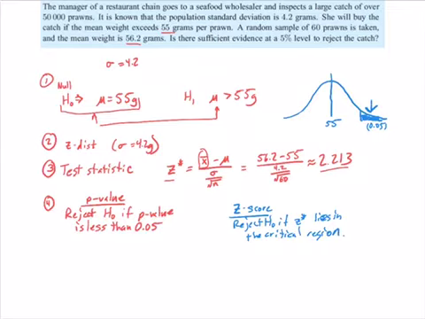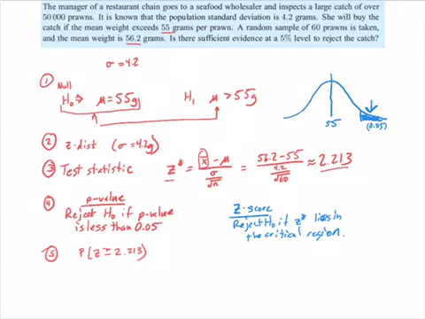Okay, and we'll talk about each of these in just a moment. All right, so from there, we go on and we do number five. Step number five is to gather our evidence to get our p-value or to find out what the critical region is. So to get the p-value, we're doing the probability that Z is greater than or equal to 2.213. And so we go to our calculator there.